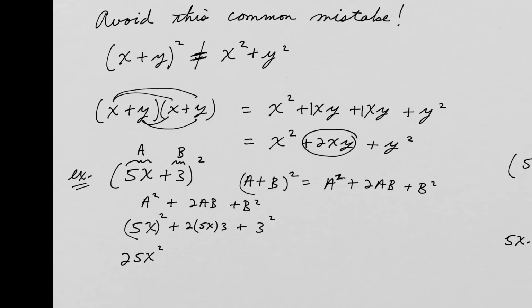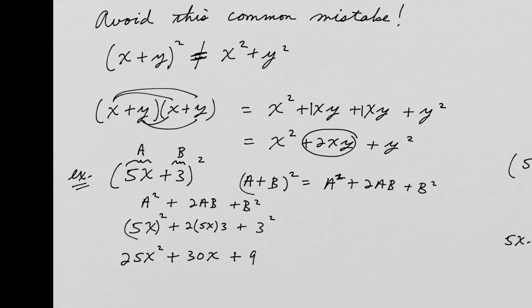And then 2 times 5x times 3. Well, 2 times 3 is 6, times 5 is 30, right? And then I still have an x there. And then what's 3 squared? That's 9. So that would be the answer. It'd be 25x squared plus 30x plus 9. So in this case, we used that special product, right? When we had the square of a sum.